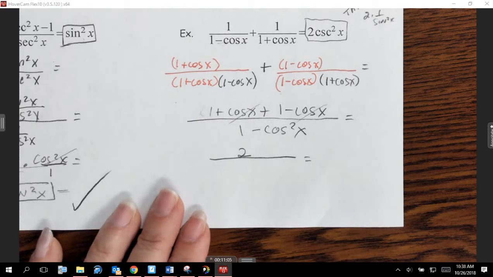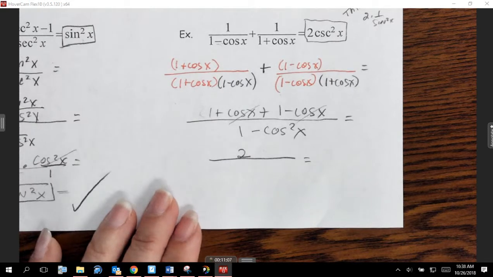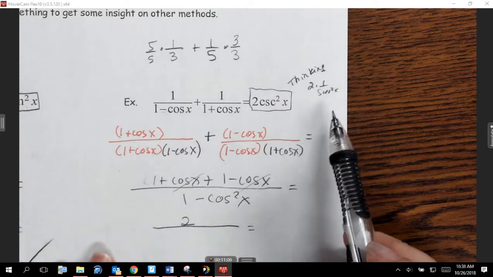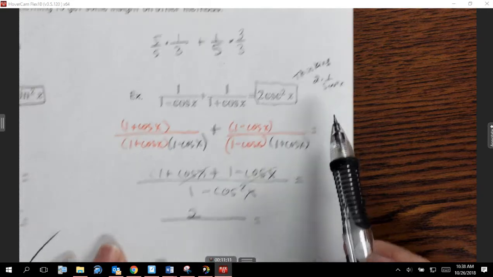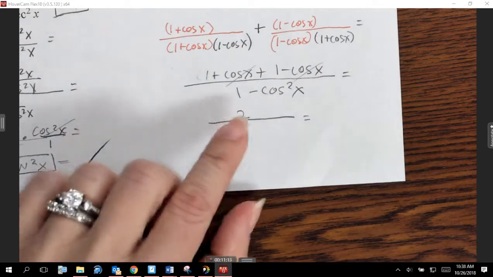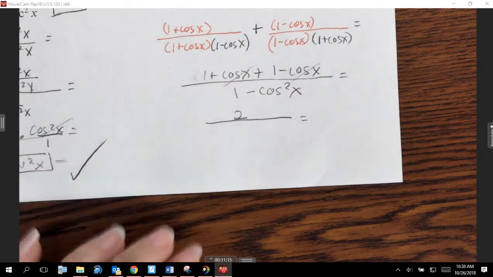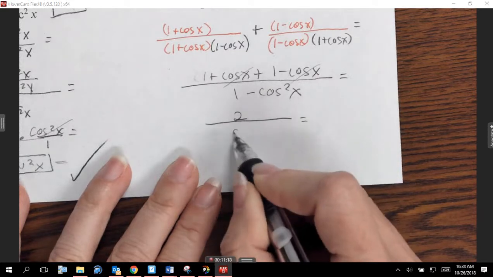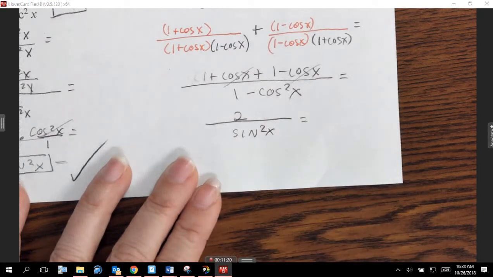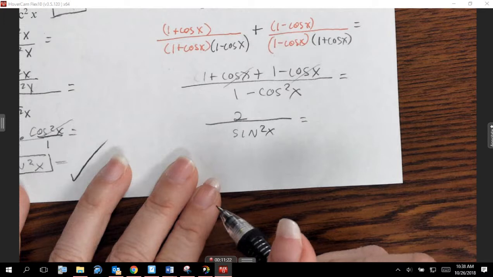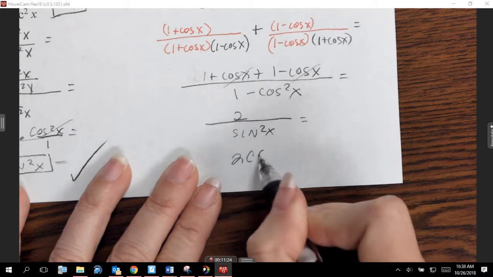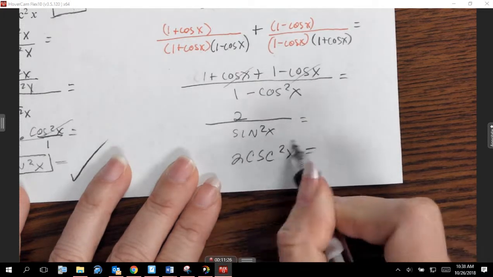I need cosecant, but before I get cosecant, remember what I said I'm thinking about? I need a sine squared on the bottom, don't I? Do I have a sine squared on the bottom by any chance? Yes. If I remember an identity that says 1 minus cosine squared x is sine squared x. So now if I move that sine squared x up, I get 2 cosecant squared x. Yay.